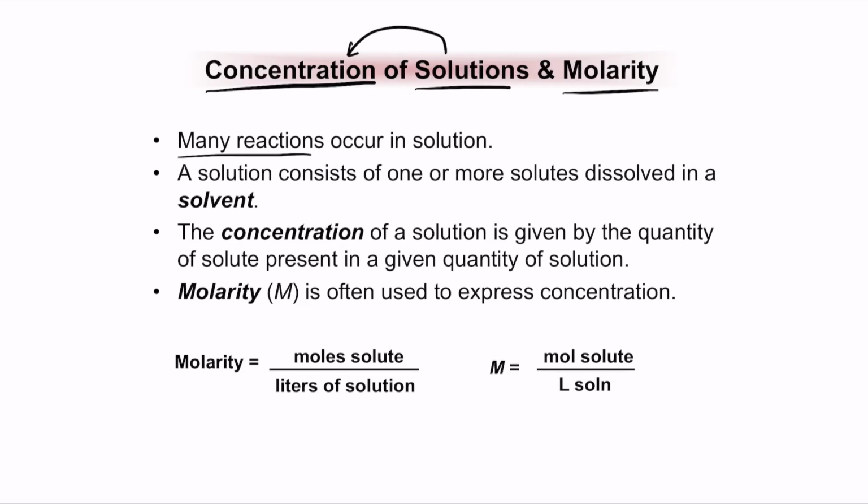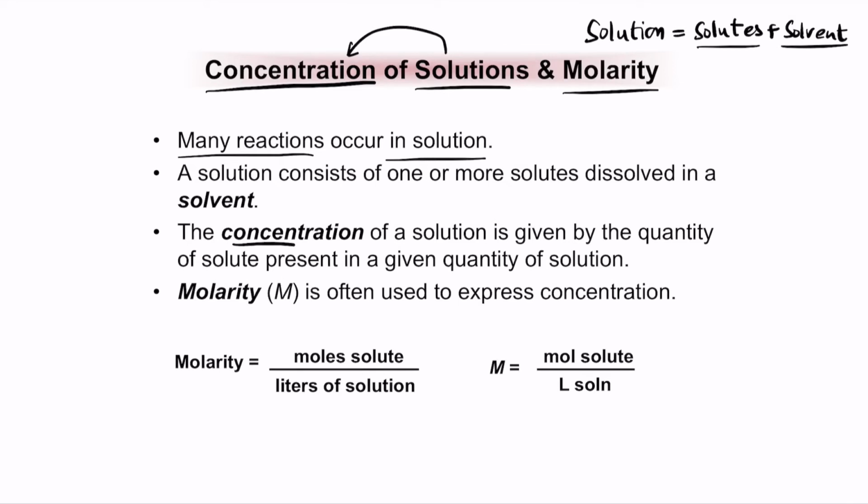Most reactions that generally occur are occurring in a solution. So what is a solution? A solution is two or more solutes plus a solvent. A solute can be in any phase: it can be a solid, a liquid, or a gas. Solvent can also be any one of these three, but most solvents are generally liquids, and the solute is what changes here.